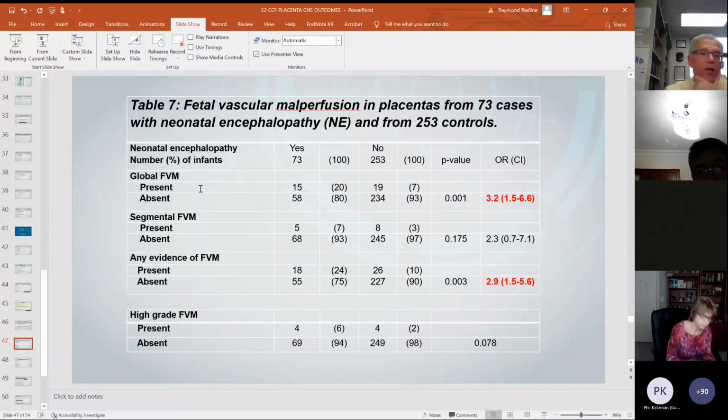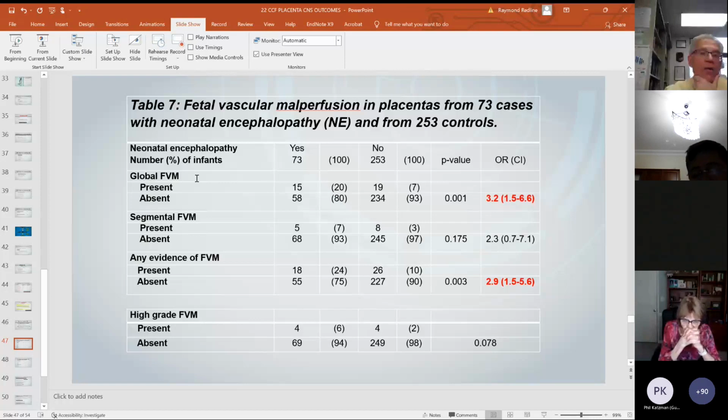And what we found, it was the umbilical cord, the global fetal vascular malperfusion, which was more strongly associated with neonatal encephalopathy. There was a borderline, depending on how you interpret the numbers, association of segmental fetal vascular malperfusion, and segmental fetal vascular malperfusion is less common. So I think fetal vascular malperfusion by itself is important. And in this case, we didn't have that many cases of high grade, but the ones that were high grade, even with such a small number, there was still a borderline association with neonatal encephalopathy.